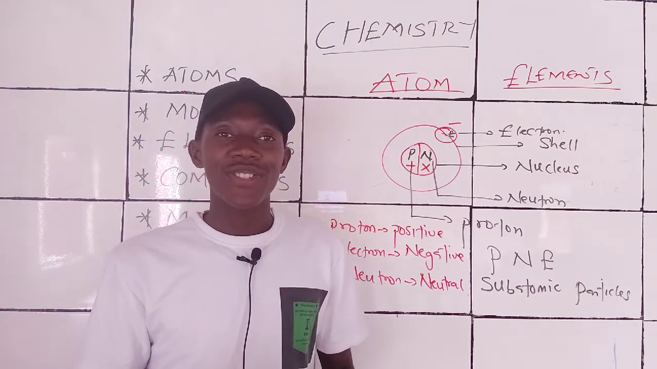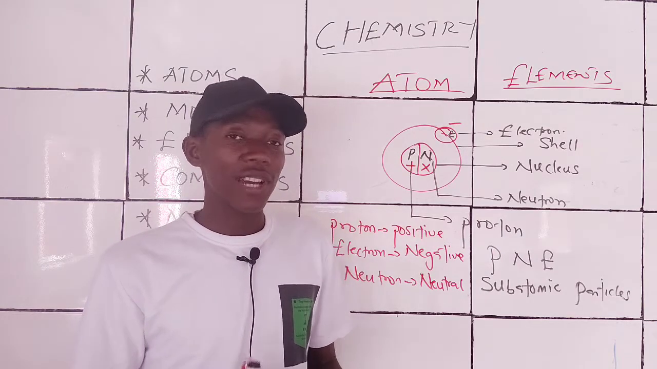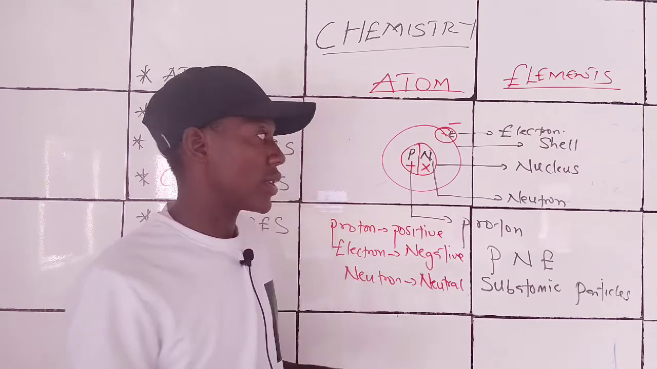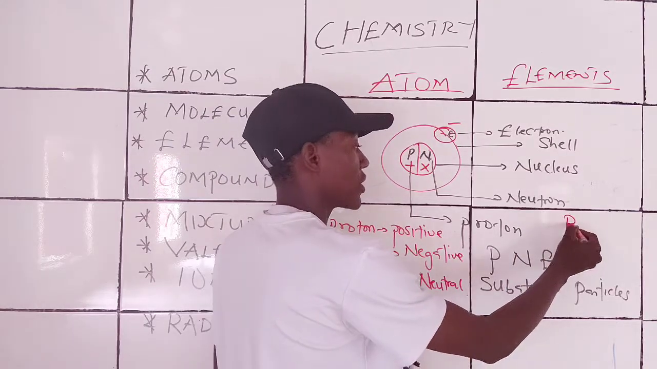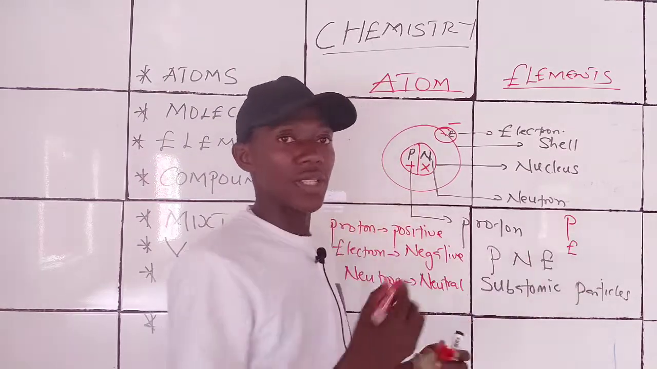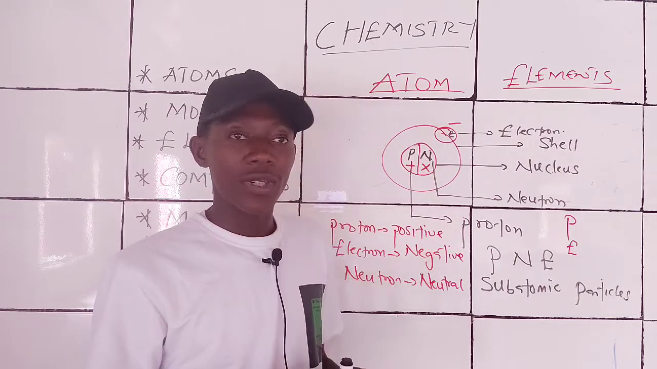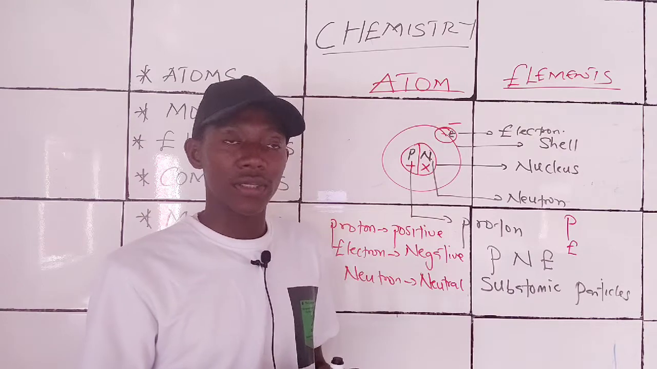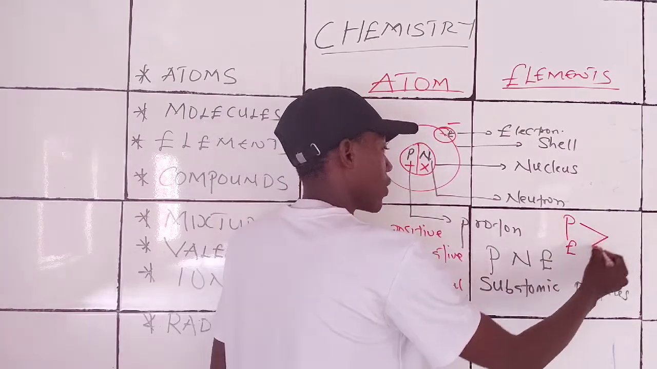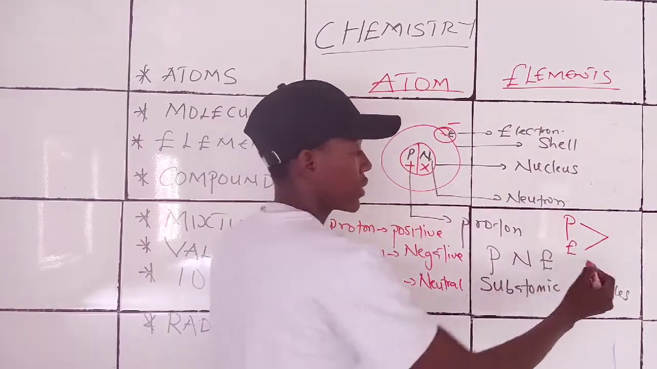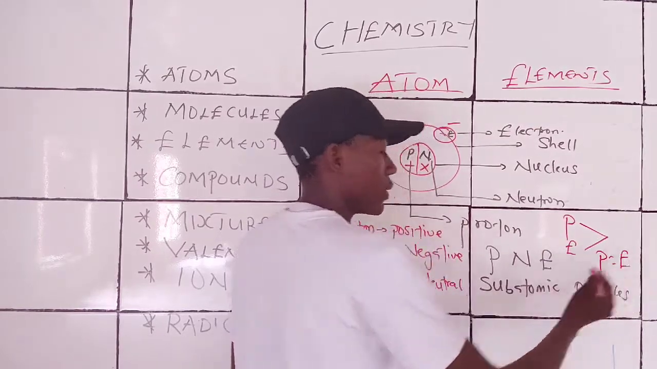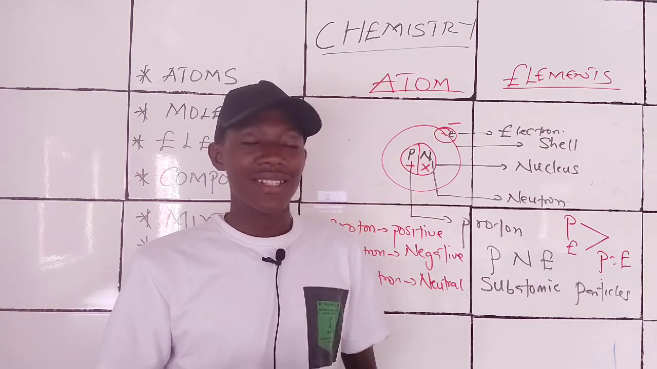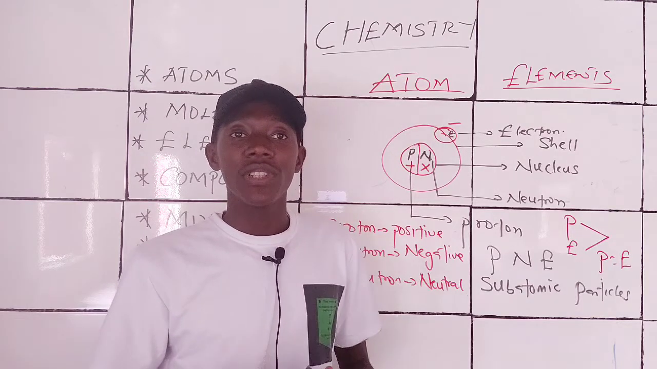Now there are conditions that are there, but for now the atom is actually electrically neutral because it has protons, which are positive, and it has electrons, which are negative. So in a neutral atom, the number of protons actually balances out the number of electrons. Now a neutral atom has number of protons equaling number of electrons. So the number of protons always balances the number of electrons for every neutral atom.